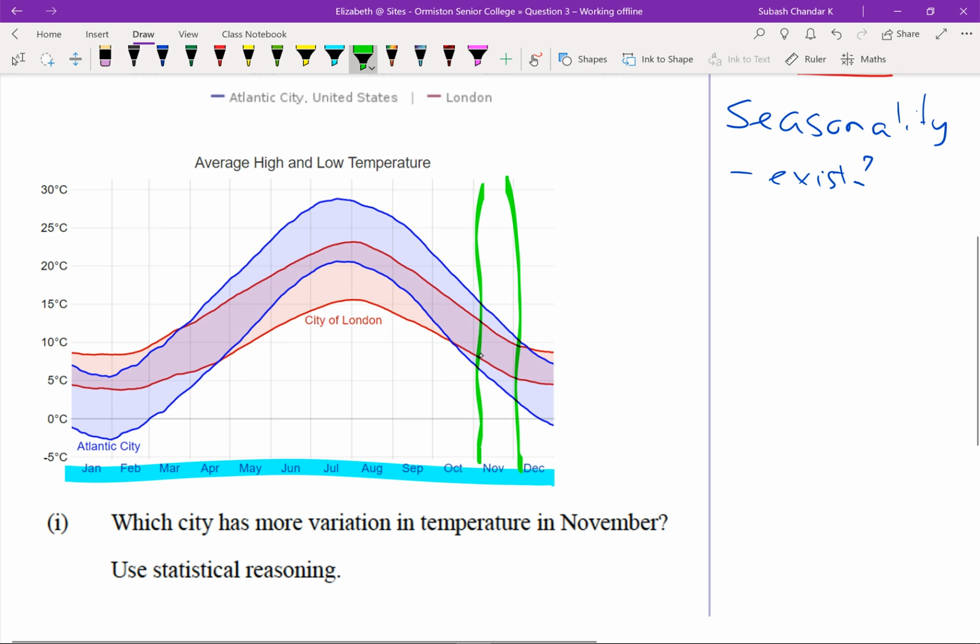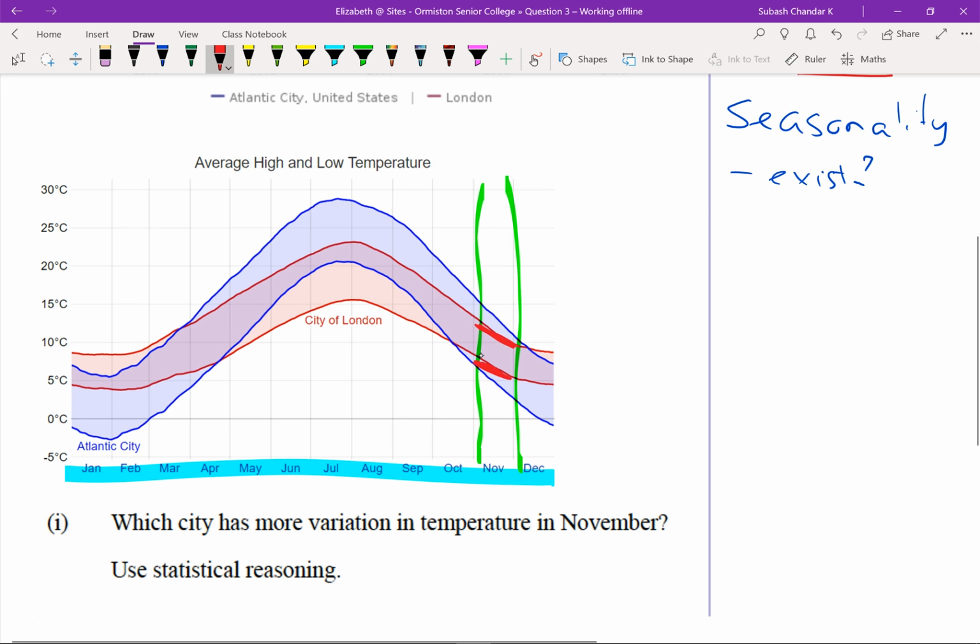All right. So I want to just look at the data in that range and say which one is more variable. Now, what does that mean, more variable? Yeah, there's more changes. So if it's more variable, that means the distance between the high and the low is bigger. All right. So my red line is the London. So London, there's the lowest temperature in there and the high. So that's your average high, average low temperatures for the month.